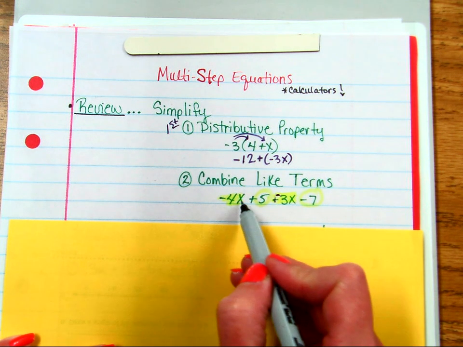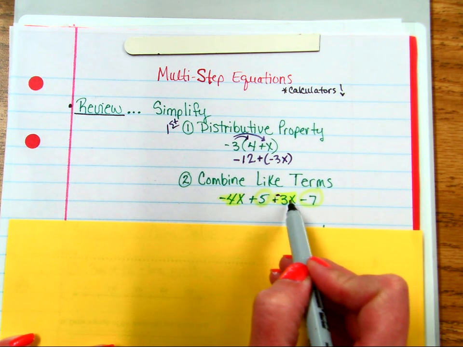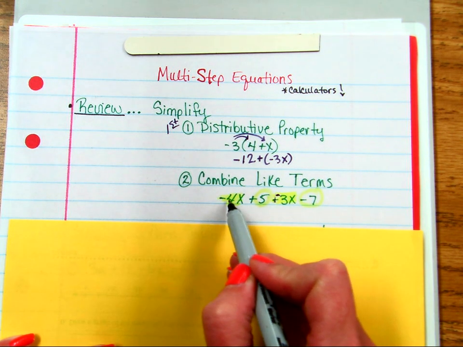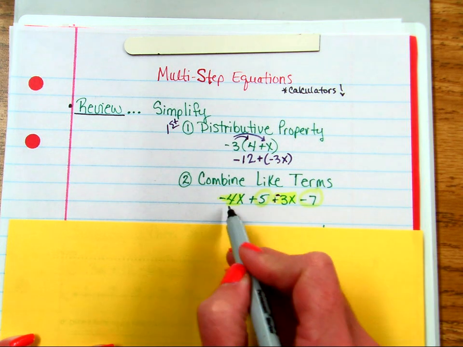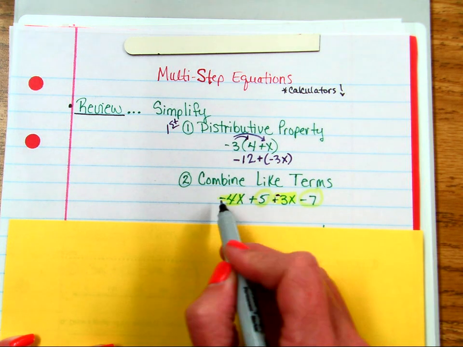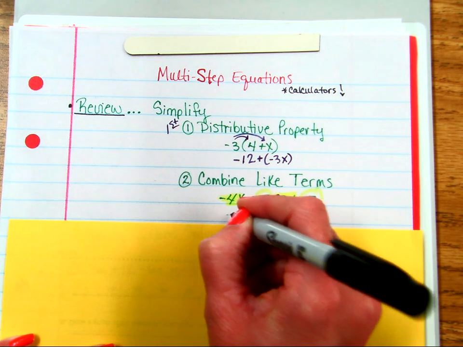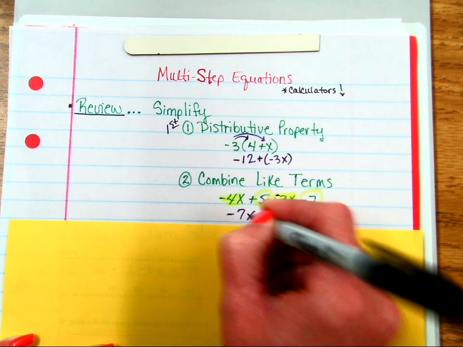I have a negative 4x and a negative 3x. You and your calculator can take negative 3 plus negative 4 plus negative 3. Or you might just remember our rules that if the signs are the same, we're going to add them. So we end up with a negative 7x.